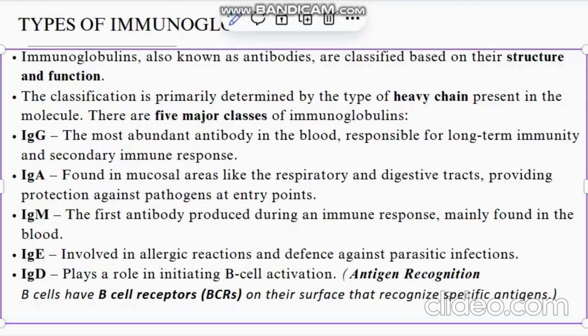So in this slide, types of immunoglobulins. Totally there are 5 types of immunoglobulins. The classification is mainly based on the type of heavy chain they contain, and there are totally 5 major classes of immunoglobulins. In that, the first one is IgG. It is the most abundant antibody which is available in the blood, and it is responsible for long-term immunity and the secondary immune response.